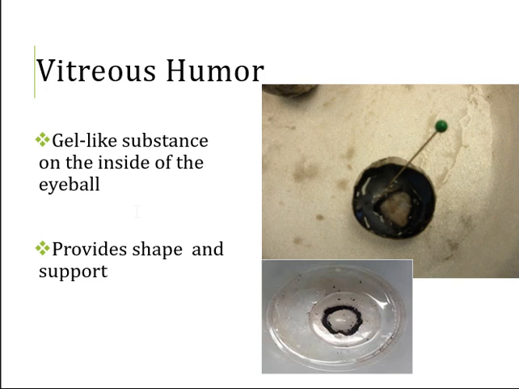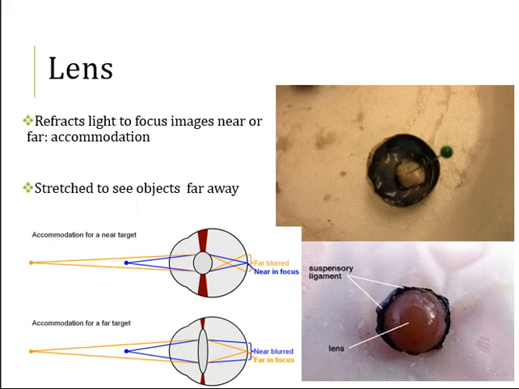And then we have the lens, and this will refract light to help focus images near or far. And when it's stretched, it helps us to see light far away. So this image in the bottom left just shows how the lens can be accommodated, so the muscles will pull it taut, and then the near images in our foreground will be blurry, far images will be in focus, and vice versa.